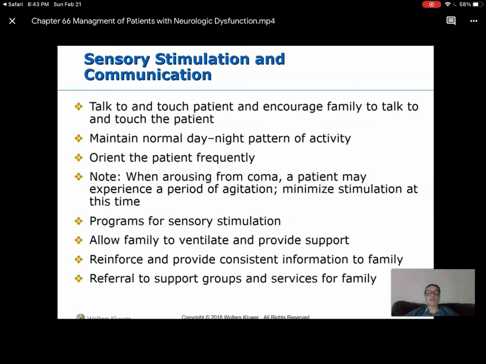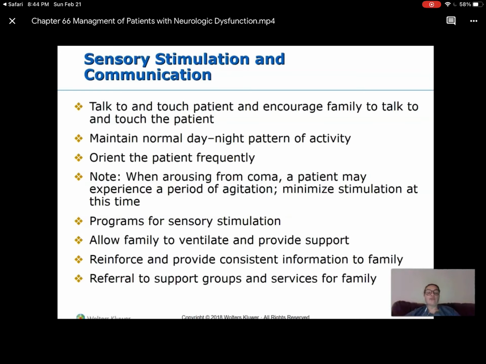When arousing a patient from a coma, a patient may experience a period of agitation, so minimize stimulation at this time. If a patient has been out of it and hasn't been in any kind of sense of reality, of course they're going to be agitated. Of course we're going to want to protect them. This is going to go back to that constant assessment. This is going to go back to communicating with each other of how the patient is doing.